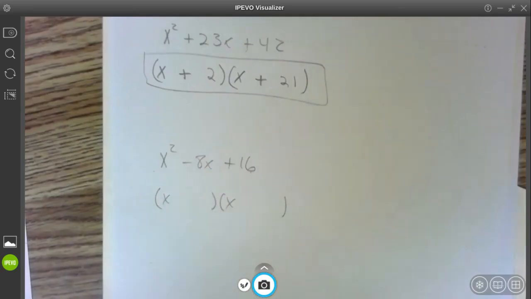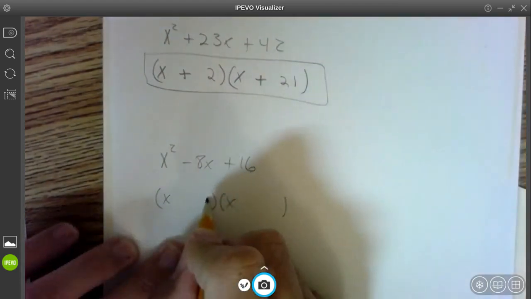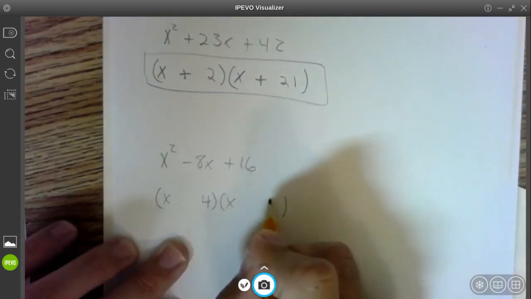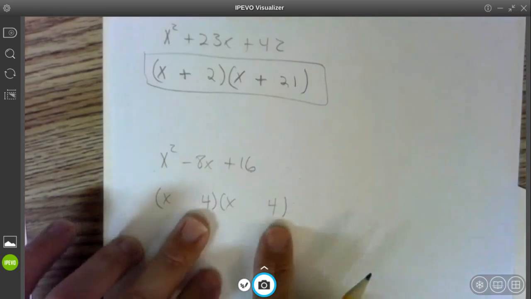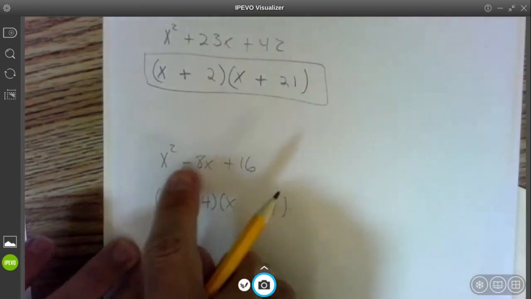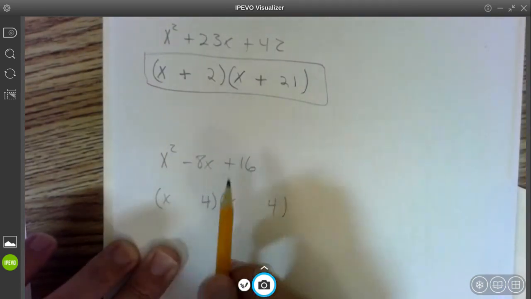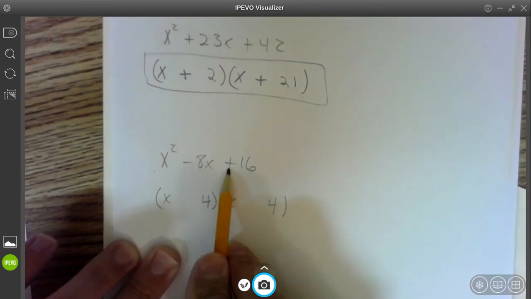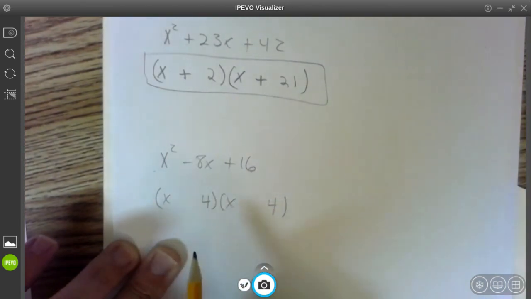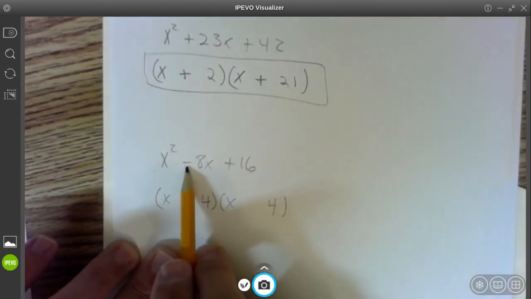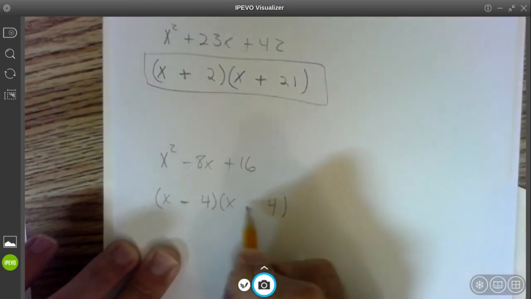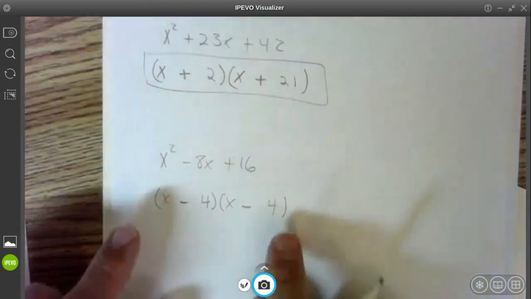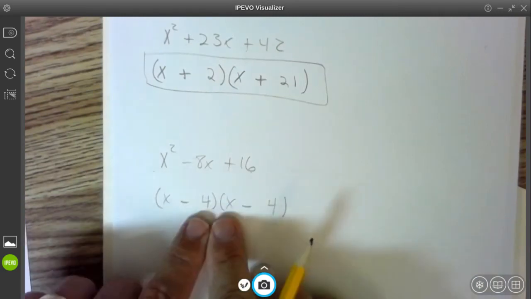Okay, we're factoring this thing. Two numbers that multiply to 16, and they add up to give us 8. That's going to be a 4 and a 4. And they're both going to be the same signs because they have to give us a positive 16, and they're both going to be negative. Okay? So you get negative 4x and negative 4x.